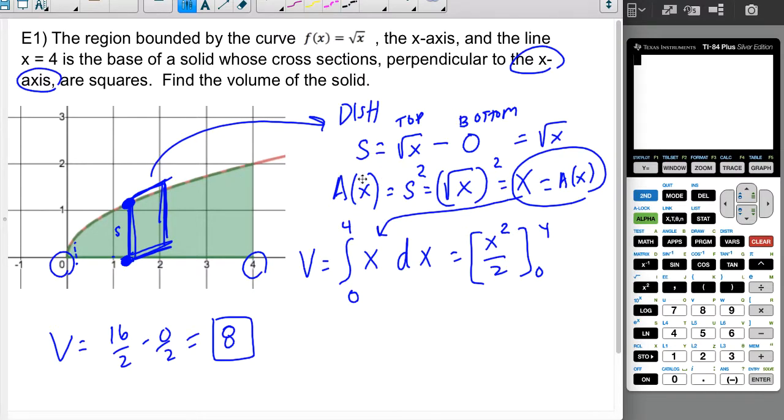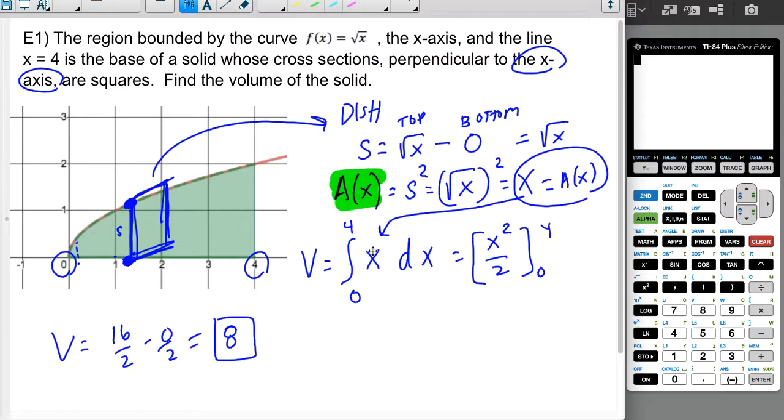So again, our job is to find the area in terms of x, so this area in terms of x is what has to go in here. If we were integrating dishes going the other way with respect to y, if the dishes were perpendicular to the y-axis, then everything would have to be in terms of y, and we'll get to that later. We're not there yet.